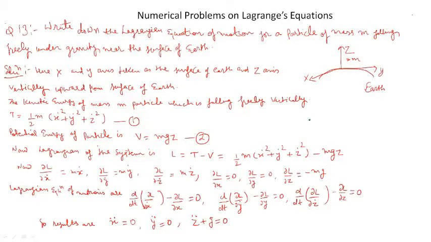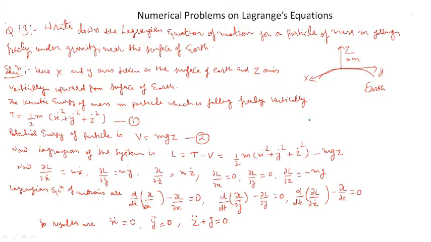Hello everyone, today we will solve some more numerical problems based on Lagrangian equations. The first problem is: write down the Lagrangian equation of motion for a particle of mass m falling freely under gravity near the surface of the earth.